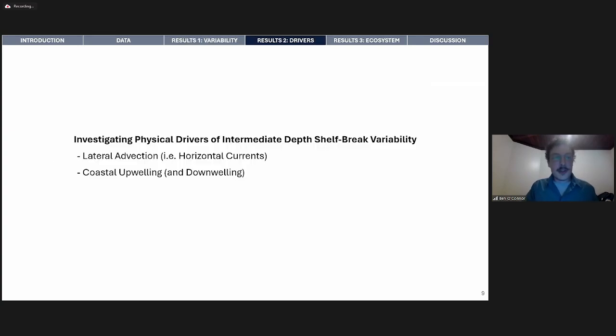Which leads to part 2, investigating the physical drivers of this intermediate depth variability pattern. So here I'm going to look at lateral advection, the influence of horizontal currents, and the influence of coastal upwelling and downwelling.